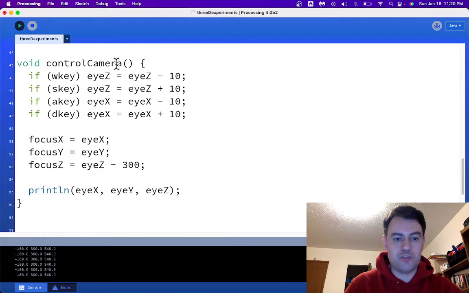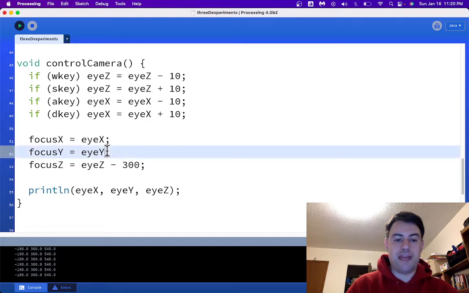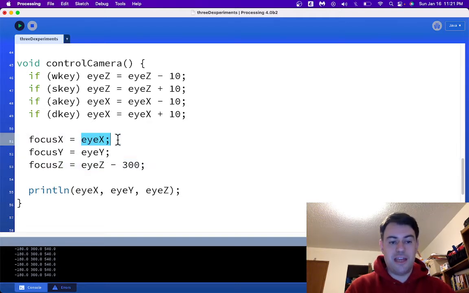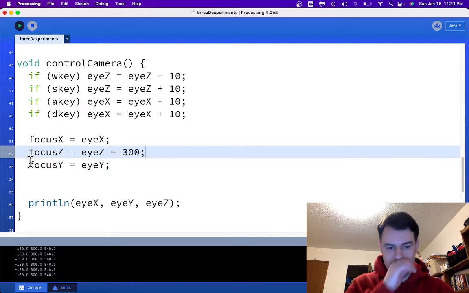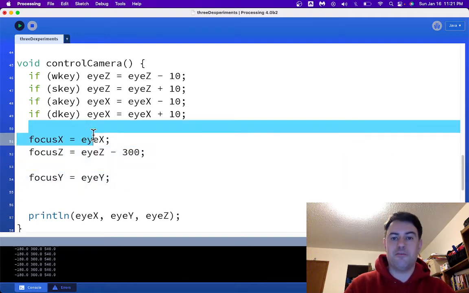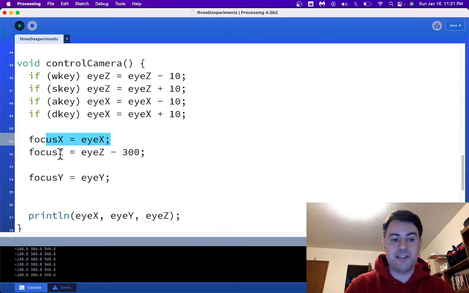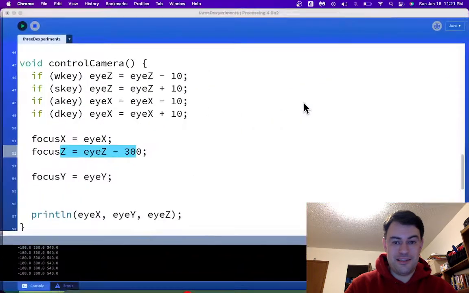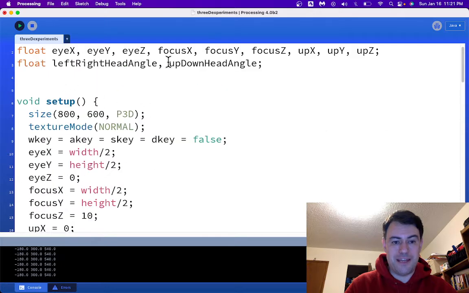to control camera. So what I'd like to do is add in additional trigonometry in here, basically, to recalculate the x and the z. I'm actually going to move the x and the z together and put the y separately so that we can focus on these together. So focus x and focus z. If we look at our beautiful picture, remember the opposite side, that's z, right? And that's going to be sine theta times 300. And theta is that new variable we made, the left-right head angle.